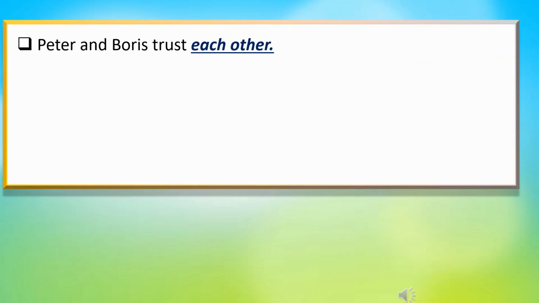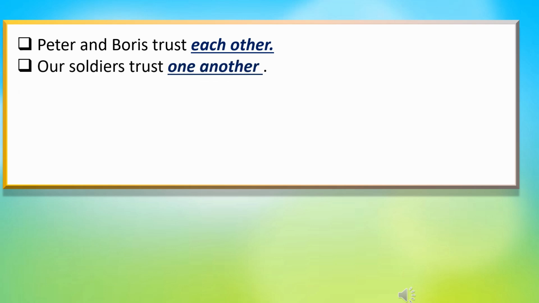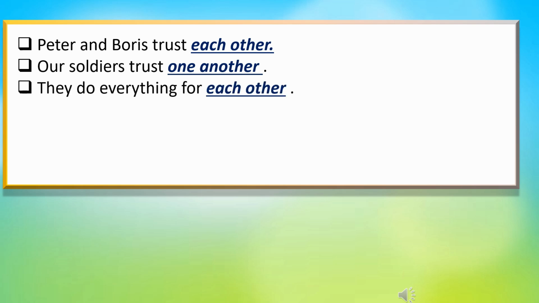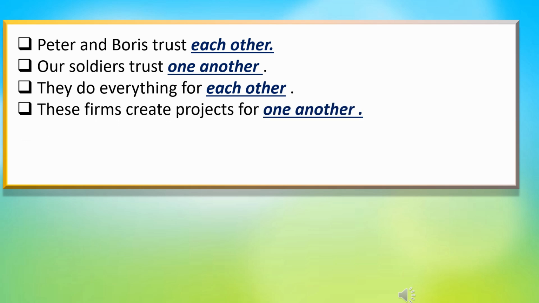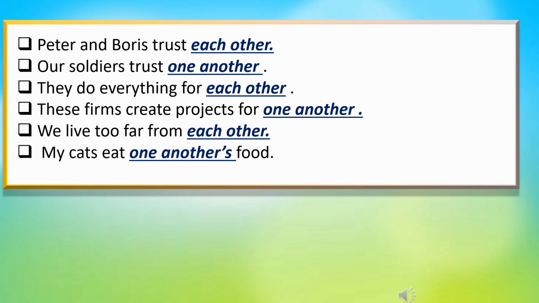When determining which to use, first count the number of subjects involved. This simple check ensures proper application of these pronouns. Peter and Boris trust each other. Two individuals. Our soldiers trust one another. Group dynamic. They do everything for each other. Two parties. These firms create projects for one another. Multiple organizations. We live too far from each other. Two locations. My cats eat one another's food. Plural subjects with possessive form.